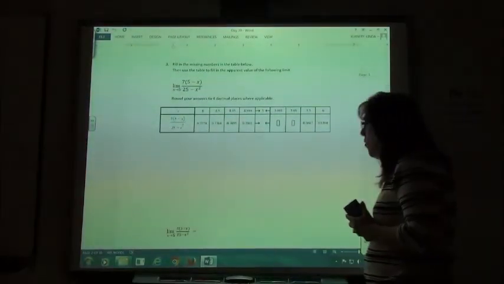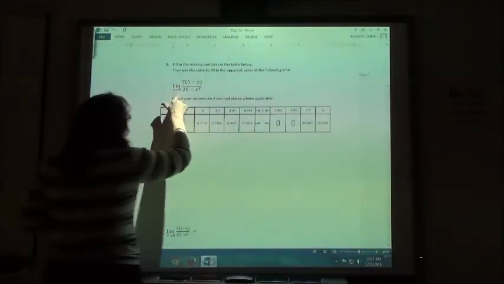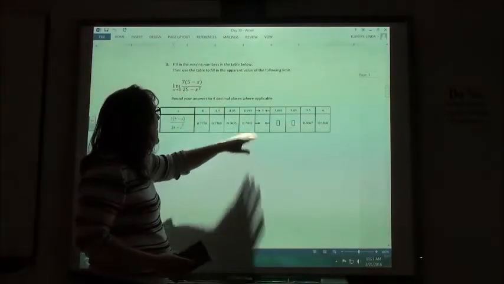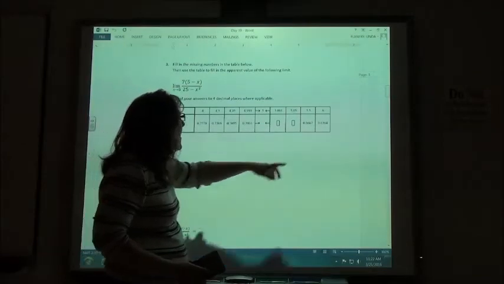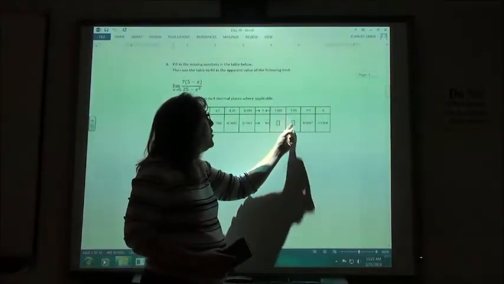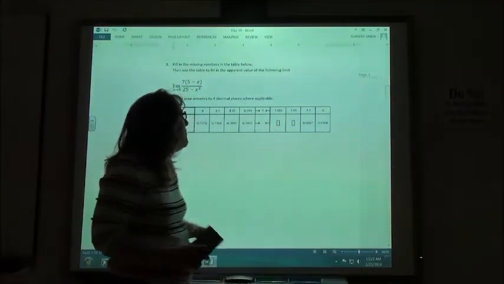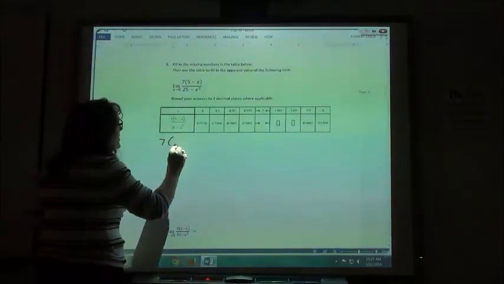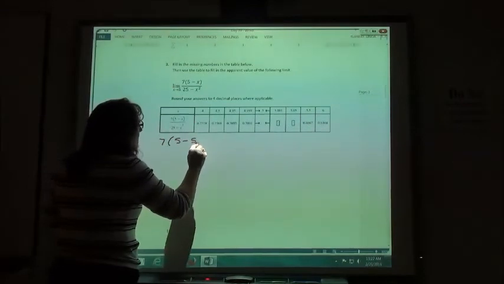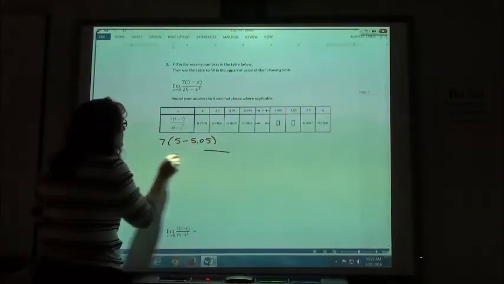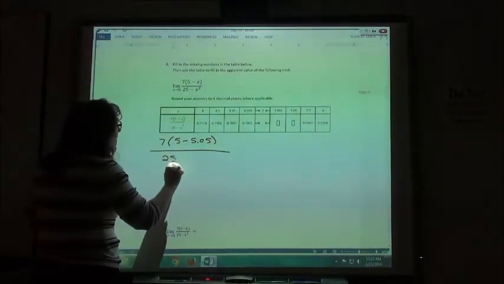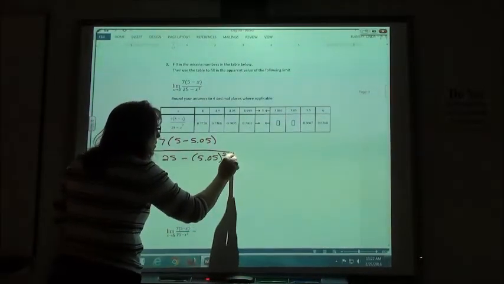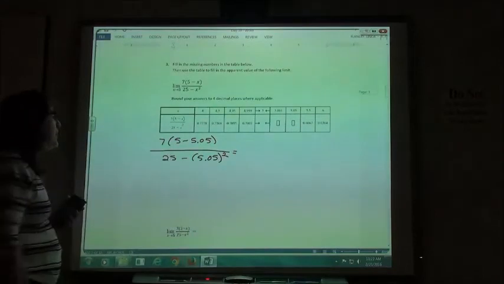Number 3, we are going to find our limit as x approaches 5. So they did 4, 4.5, 4.95, 4.999, and then they did 6, 5.5. We're going to do 5.05 and 5.001. So 7 parentheses, 5 minus 5.05. On the bottom, 25 minus 5.05 squared. Again, I'm going to do the top separately from the bottom.